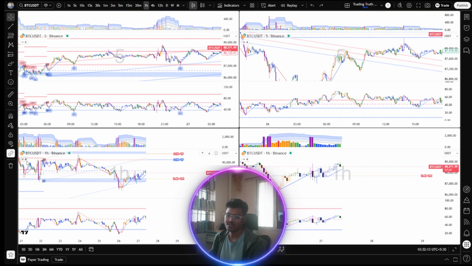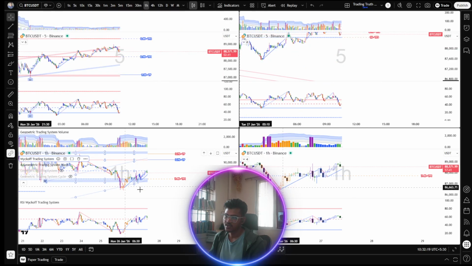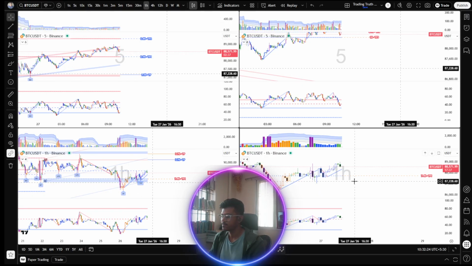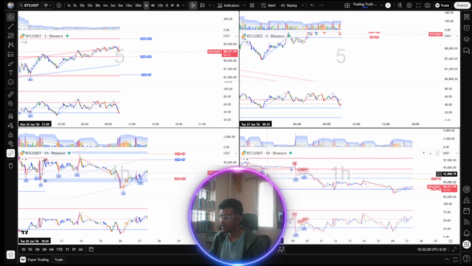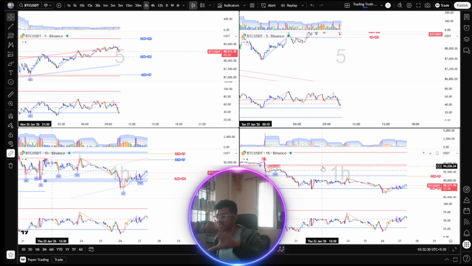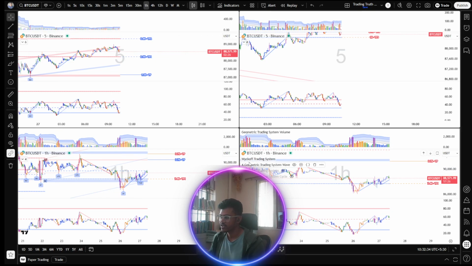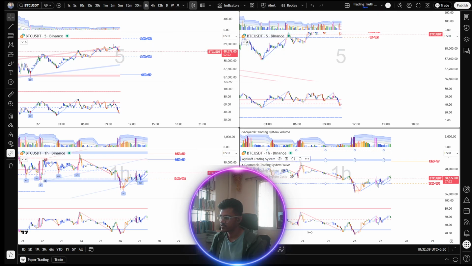And if I enable this one, I think we'll see that as well. So I'll just put all this stuff. We'll see the spring and then the test of the spring. And I can also enable the higher descending channel here as well. But you actually get the gist of it. I'll just put it for the sake of completion.